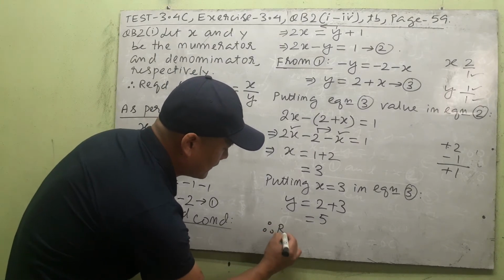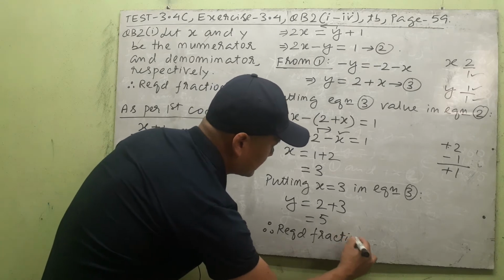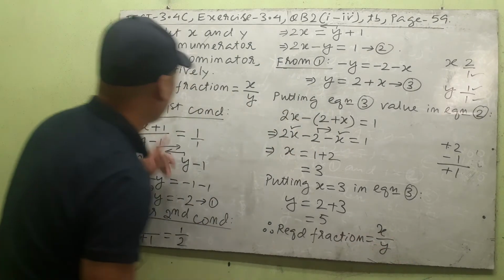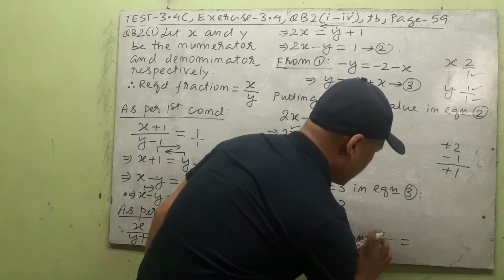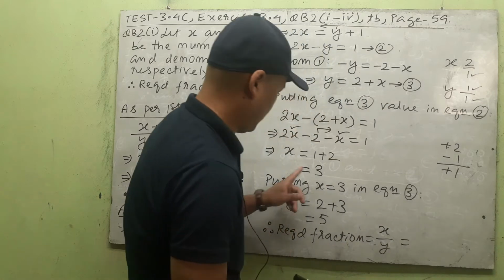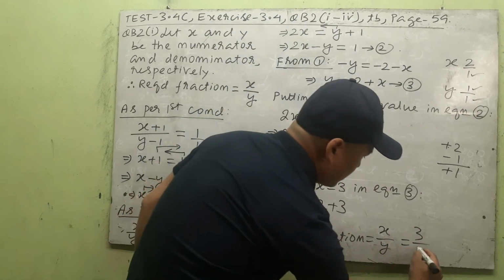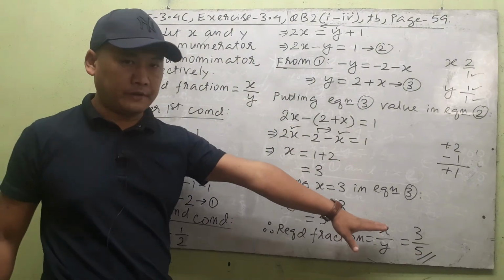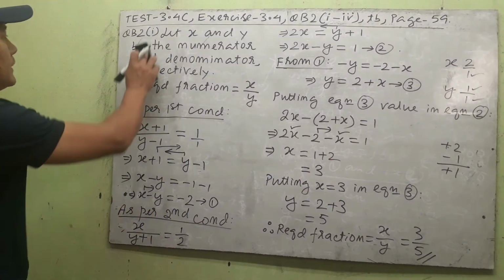Therefore, the required fraction. The question is saying find the original fraction, and going back to the beginning, we have put it as x by y. So it's now quite easy. That is equal to here, the x value we found out is 3, by the y value we found out just now, 5. So the original fraction is 3 by 5. I hope you got it right. Now go to the next one, 2.